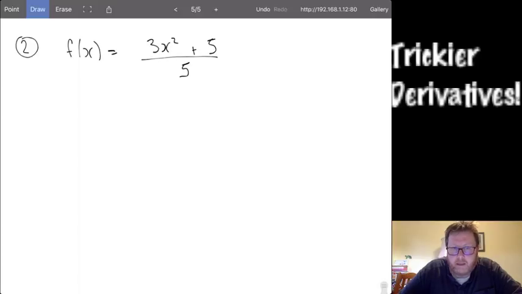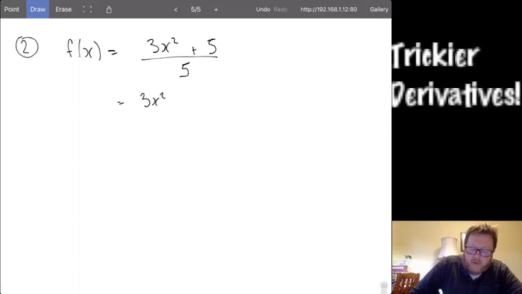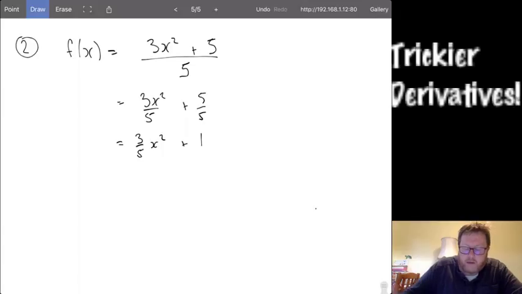I think the best thing to do is probably split up the fraction first. Just keep in mind that if the whole fraction is over 5, going in reverse, I can put each individual component over 5 as well. Yeah, it's probably safer to do that. So that would be 3x squared over 5 plus 5 over 5. And 3x squared over 5 is really 3/5 of x squared, and 5 over 5 is just 1.